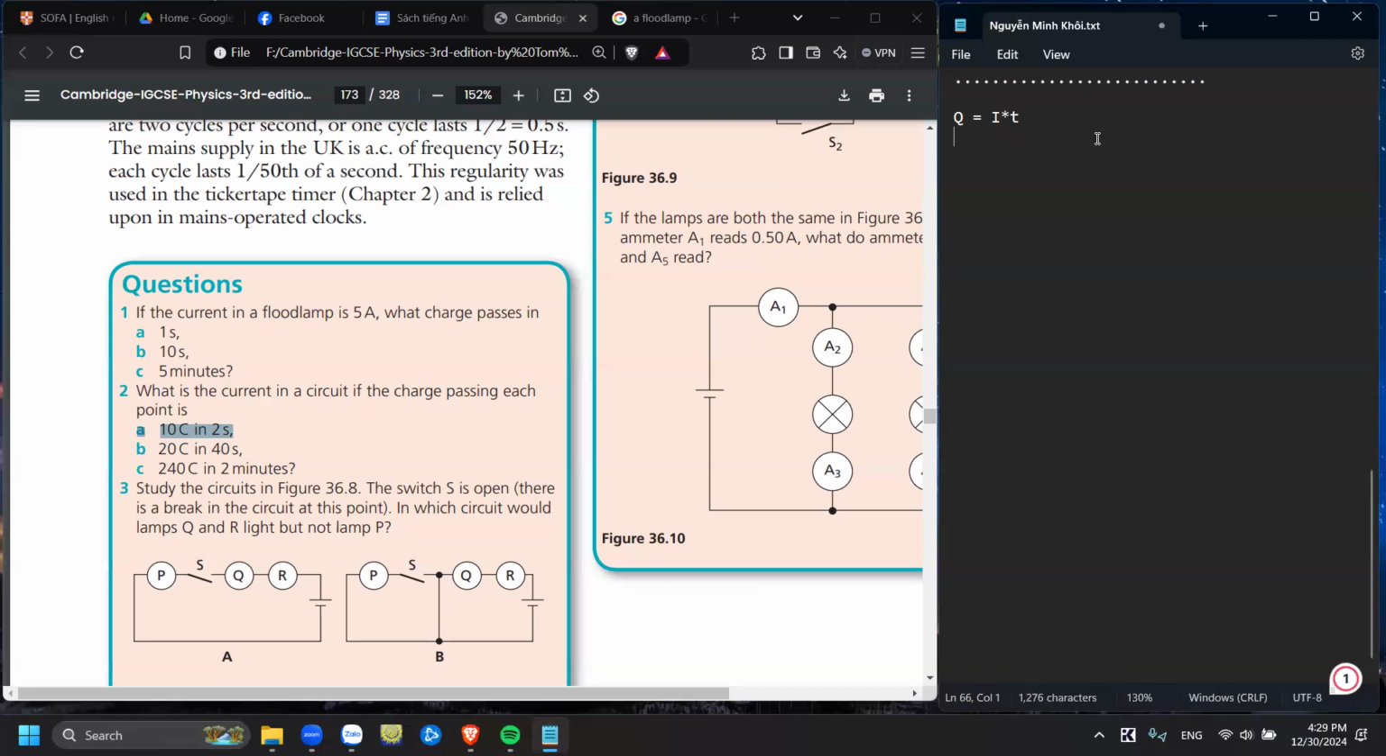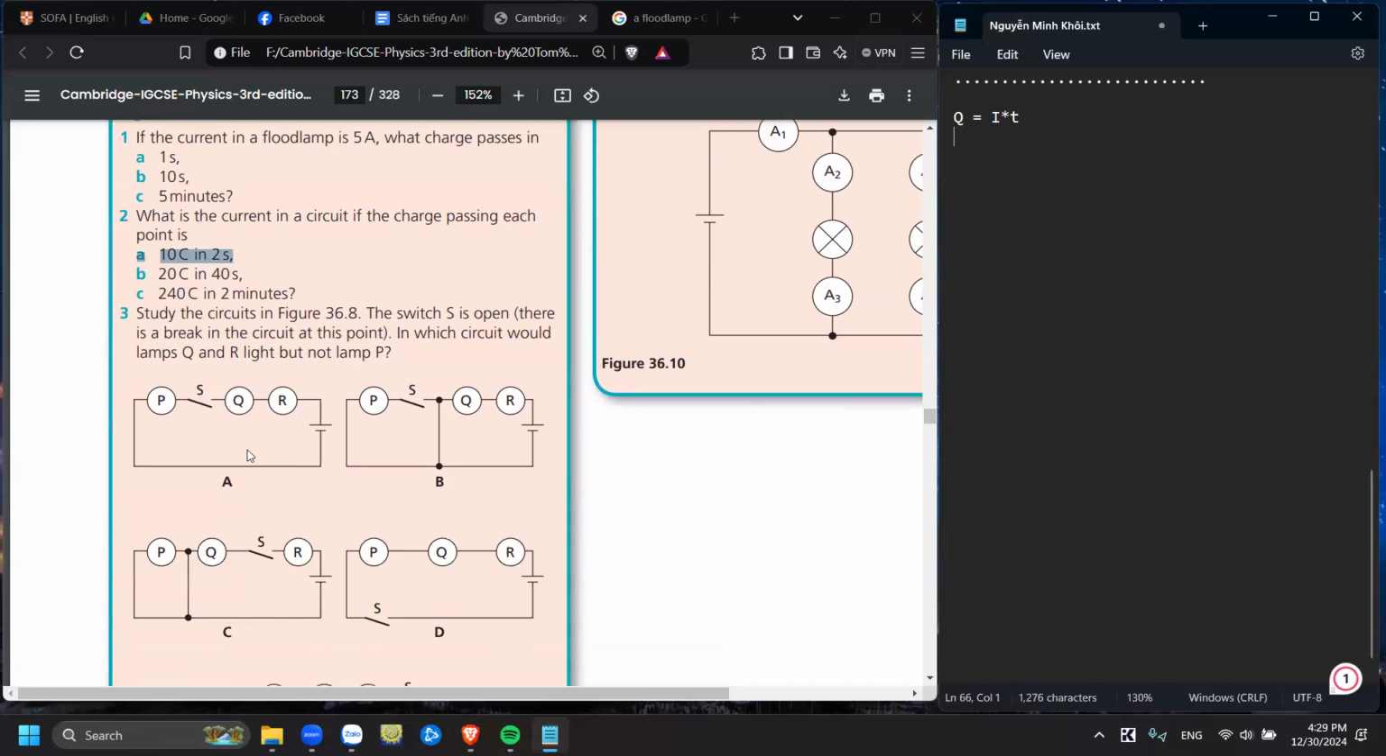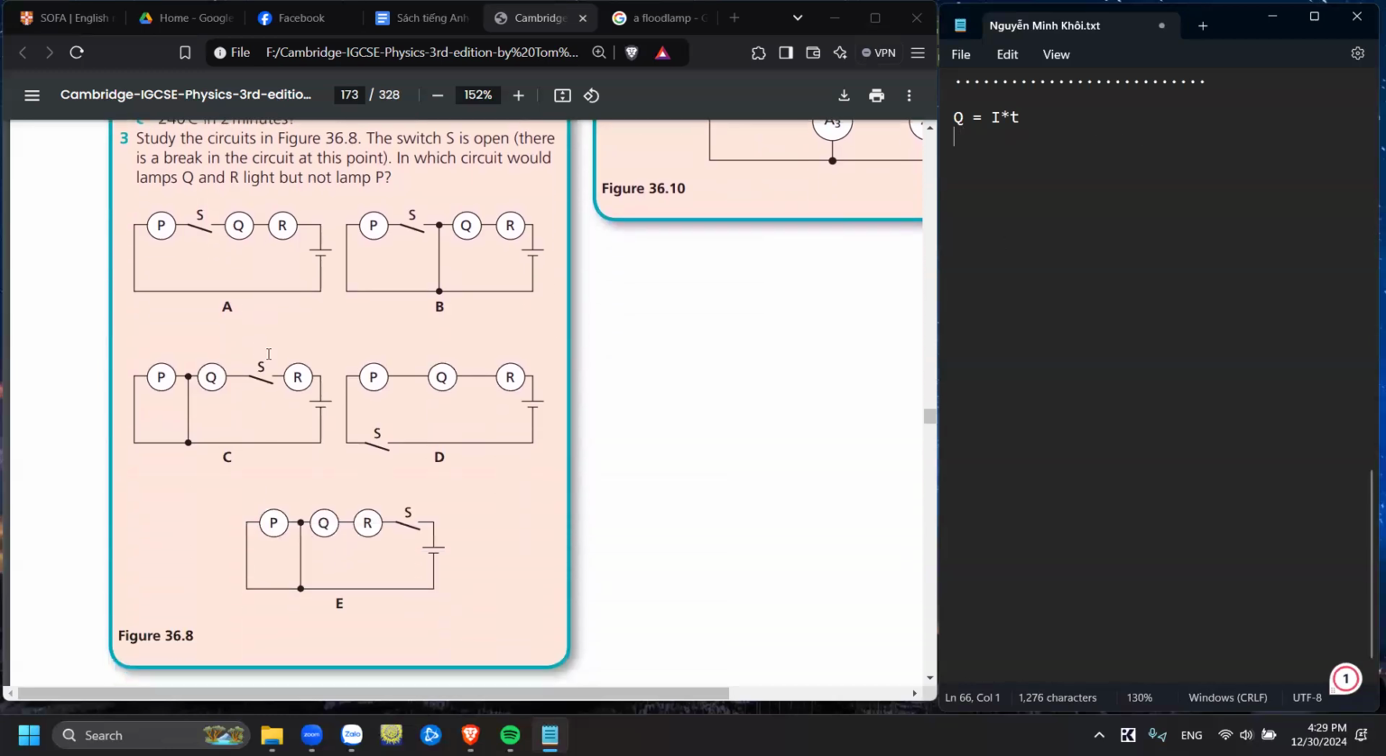There you go. Now, number 3. You are asked to study the circuits in this figure 36.8. Okay, so you have A, B, C, D, and E. The switch S is open. So it means the circuit is broken. There's a break in the circuit at this point. So it means the electron flow won't go there.